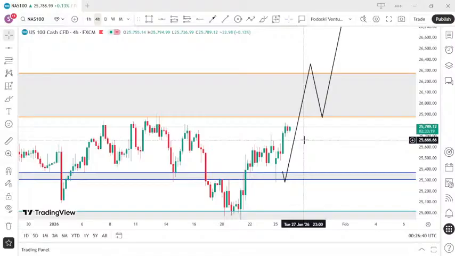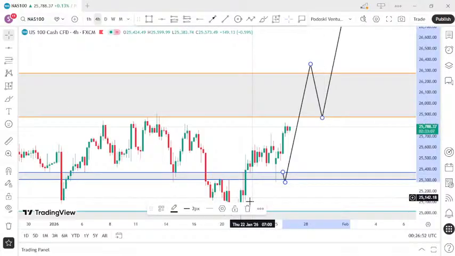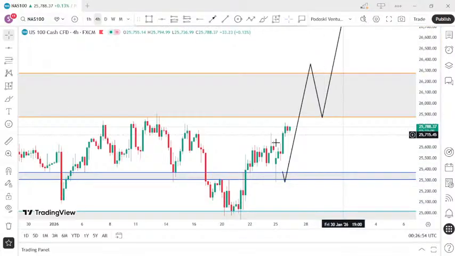So I'm going to explain how I will be waiting to take a buy on NAS 100, because I'm not going to miss any move. I'll explain to you guys how I'm going to take the buy. So let's start from the monthly time frame.